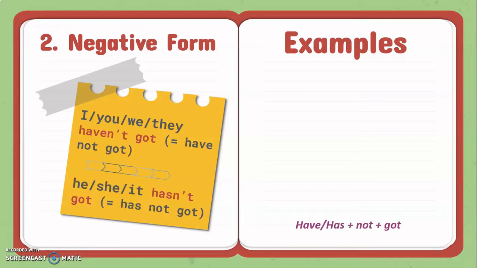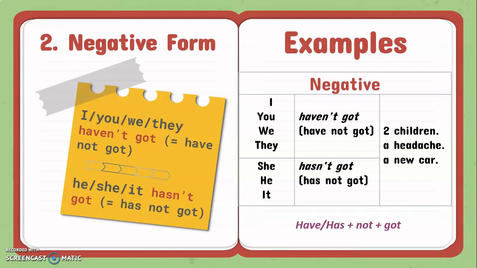Let's proceed to the second form, that is the negative form. Here you use have or has plus not plus got. Based on the subject, you can choose which verb to use, whether it is singular or plural. Let's have an example. See again. I haven't got 2 children. You haven't got a headache. We haven't got a new car. For singular forms, she hasn't got 2 children. He hasn't got a headache. He hasn't got a new car.